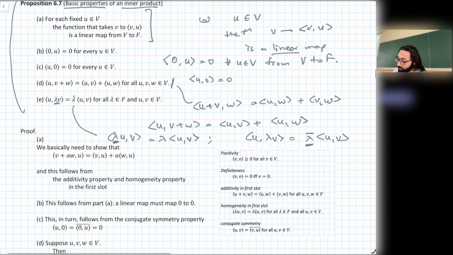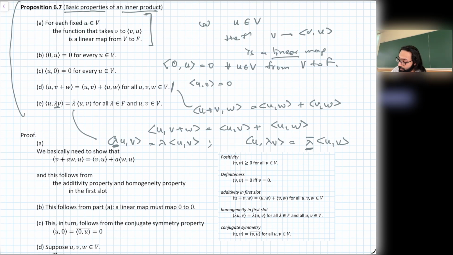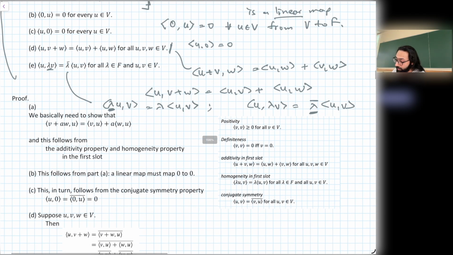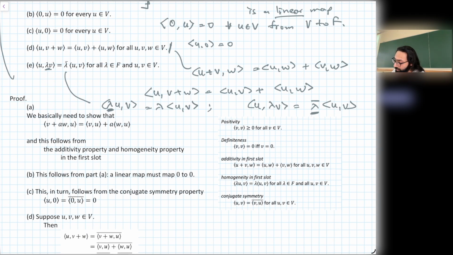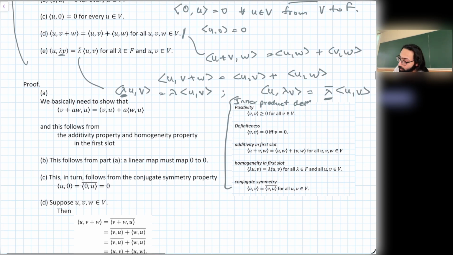Let's look at the proofs. For the first one, we have to show linearity. These are the properties. Again, this is the definition of inner product. I've just copied what we had already written, just for reference. So what do we need to show for a map to be a linear map? We have to show that for a fixed u. Remember, u was fixed.